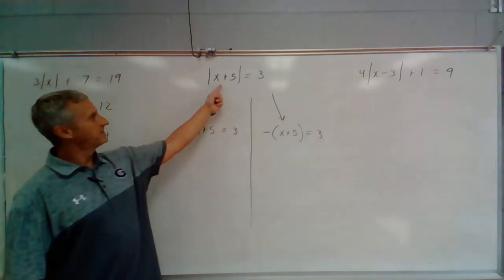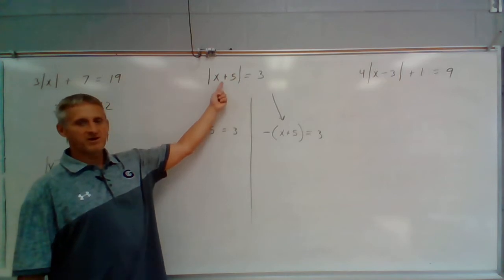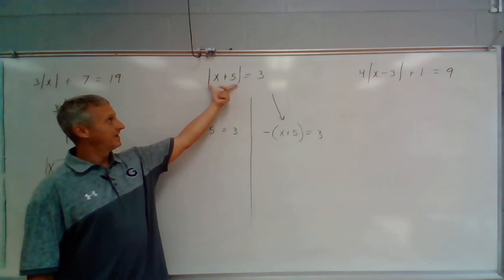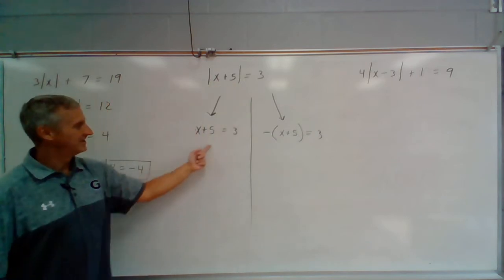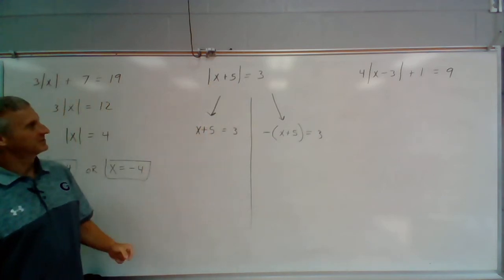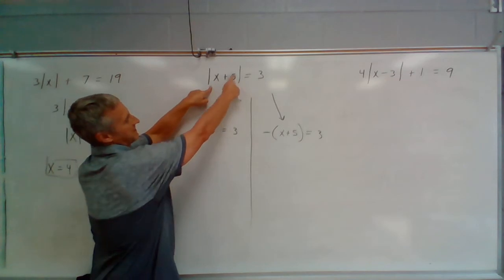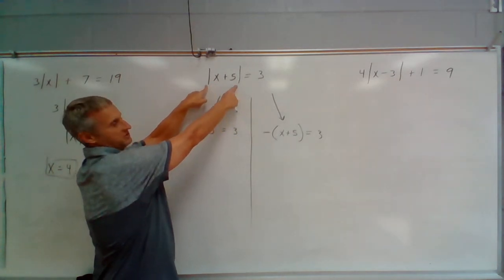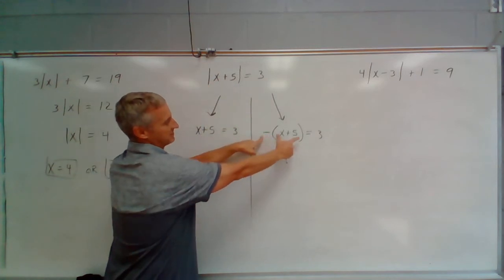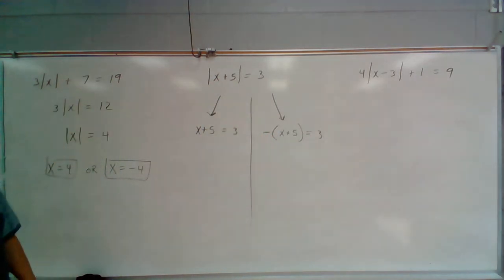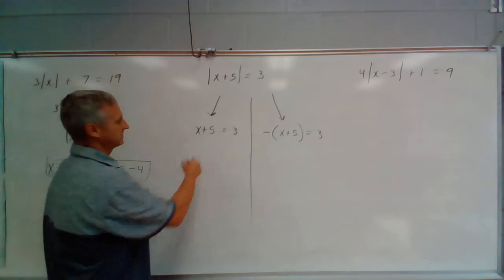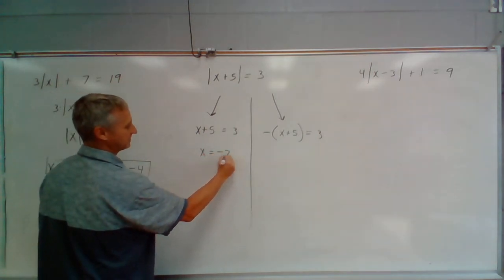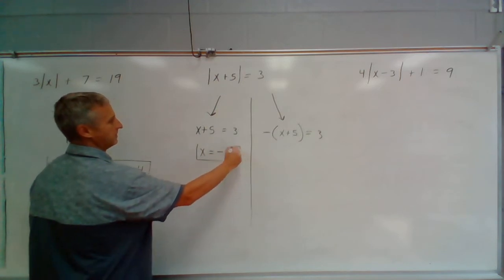So again, if everything inside the absolute value turns out to be positive, then the absolute value of everything in there is just what it is, x plus 5. If everything inside the absolute value turns out to be negative, then the absolute value of everything in there is the opposite of everything that was in there. All right, so let's solve this one first. Just subtract 5 from both sides. So x equals -2. That's one solution.